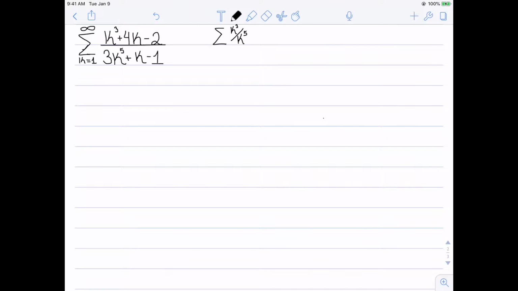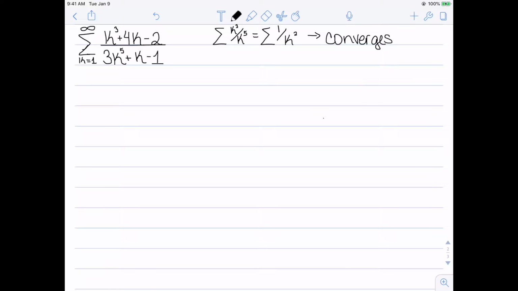And the coefficients of those terms really aren't going to make any difference in the problem. So I'm just going to deal with k cubed over k to the fifth, the two things with the highest exponents. And we can see that's the same thing as just the summation of 1 over k squared, which we know by our p-series test converges.